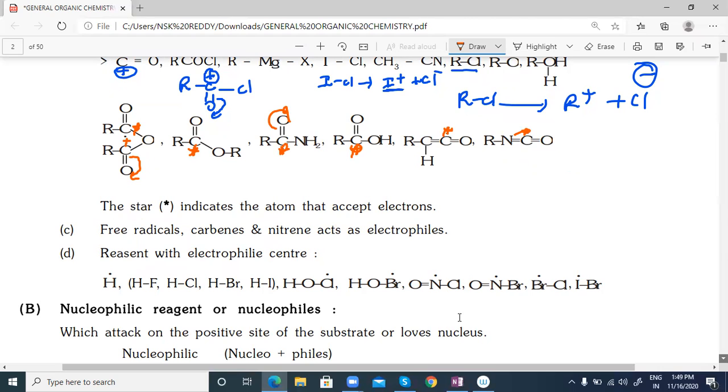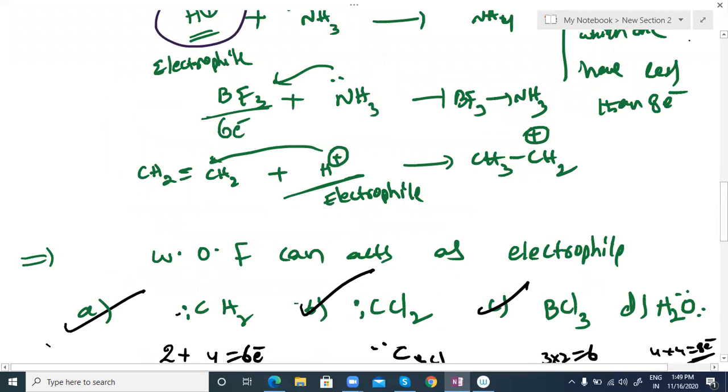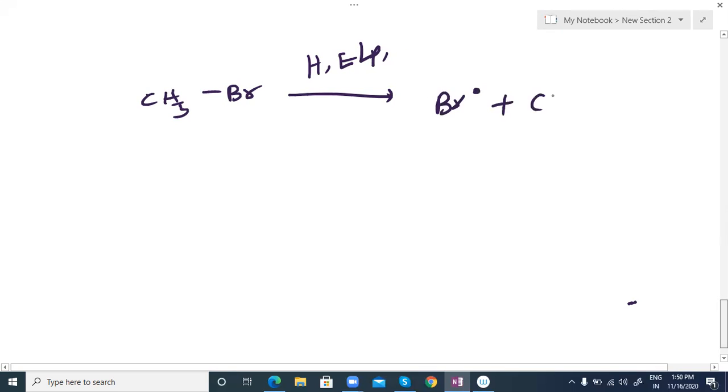Then free radicals, carbenes, nitrenes act as electrophiles. Free radicals means we already saw in the last video how they are formed. They form by homolytic cleavage. CH3Br, you can take it. We can break it, sir, in the presence of heat, electricity, peroxide, light, all these things you can use. Ultimately you can get a radical, CH3.